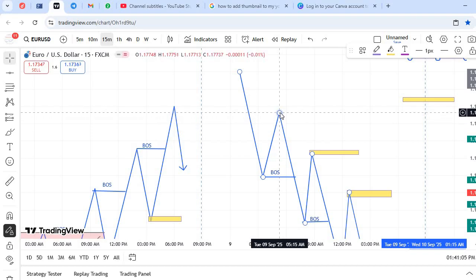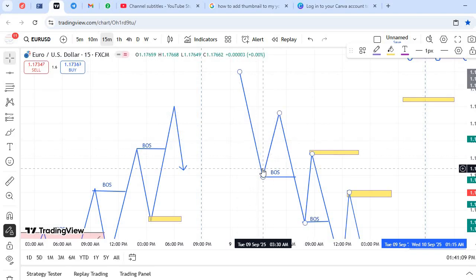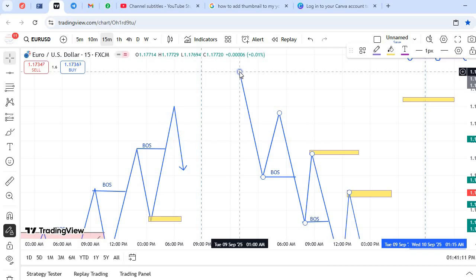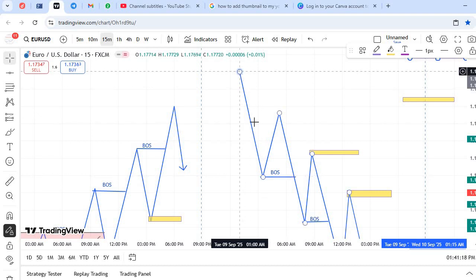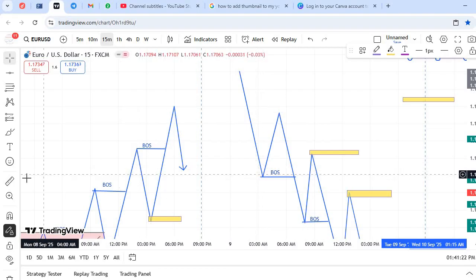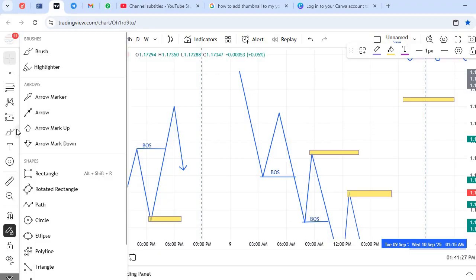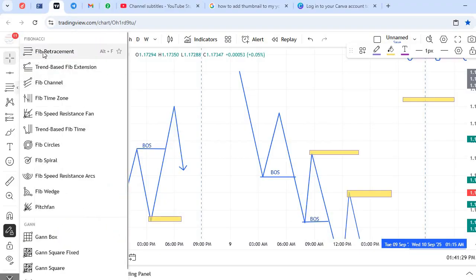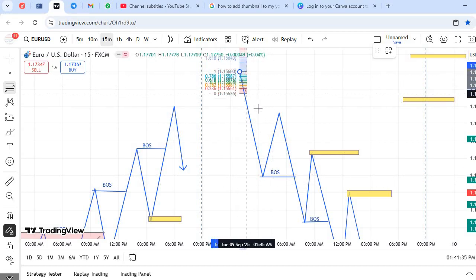So what do we do? We locate our recent low and recent high. So this is our recent high. This is our recent low. So what we do, we come to our fib retracement 2 here. We click on it. So since this is a downtrend, we are starting from our recent high. We click on it and we draw it down.